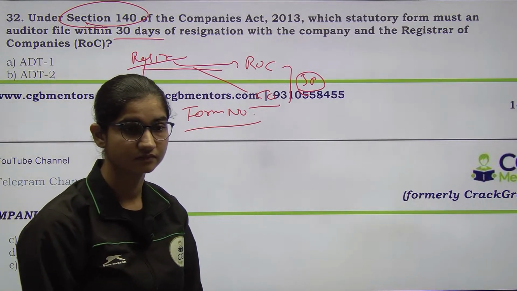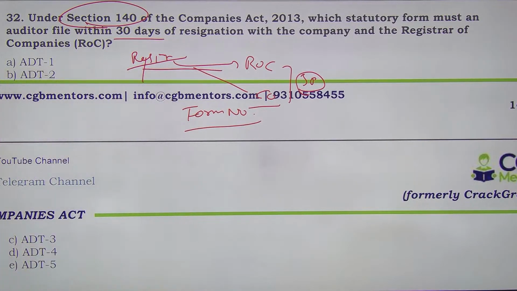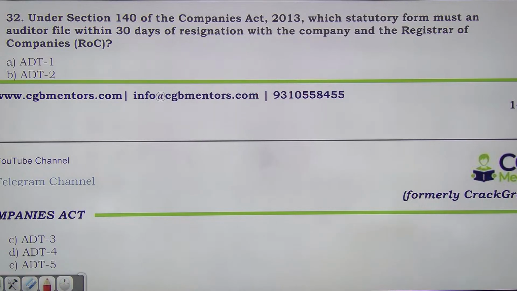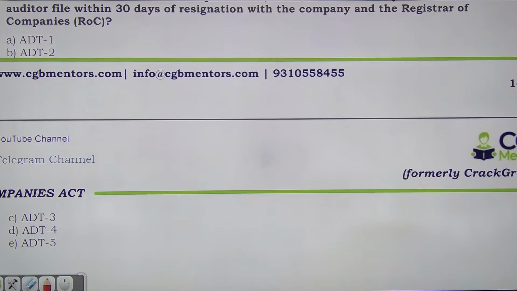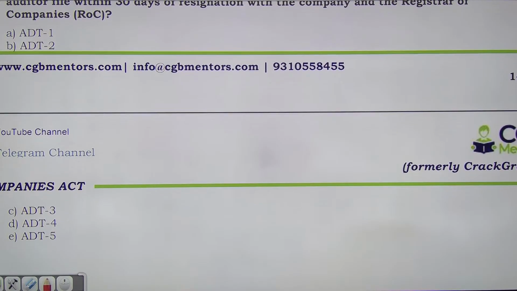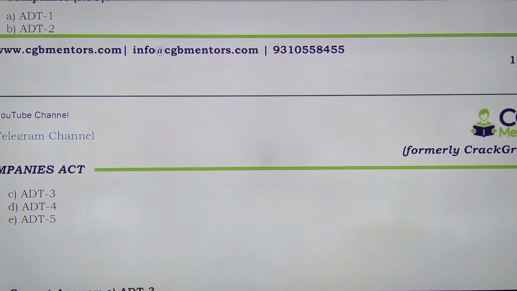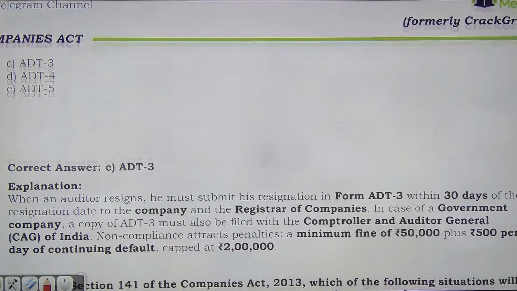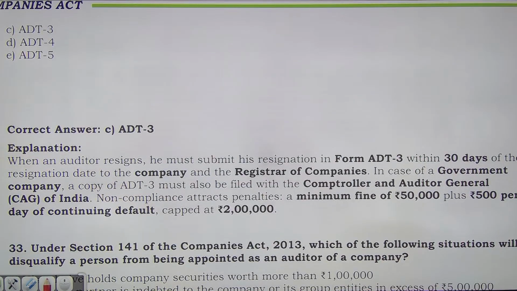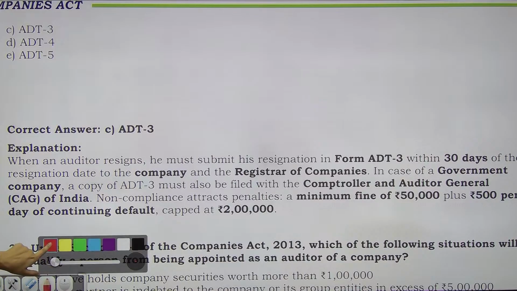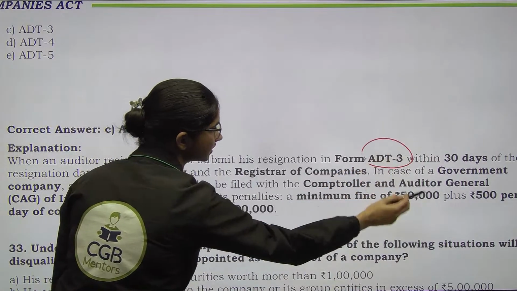Please try to answer it. Okay, so the answer here is ADT 3. So you have to file ADT 3 as an auditor in case of resignation. Okay, please try to remember what? Please try to remember the 30 days limit. Okay, ADT 3 is there, 30 days limit is there.